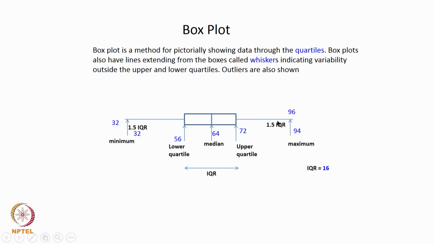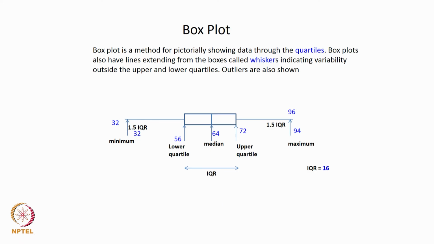Now, 1.5 times IQR, IQR is 16. So, 1.5 times IQR is 24 and therefore, we draw this thing up to 96 and you can see carefully that it is slightly extending beyond the maximum, which is 94. Now, on this side once again 24 is the interquartile range. So, 56 minus 24 is 32.